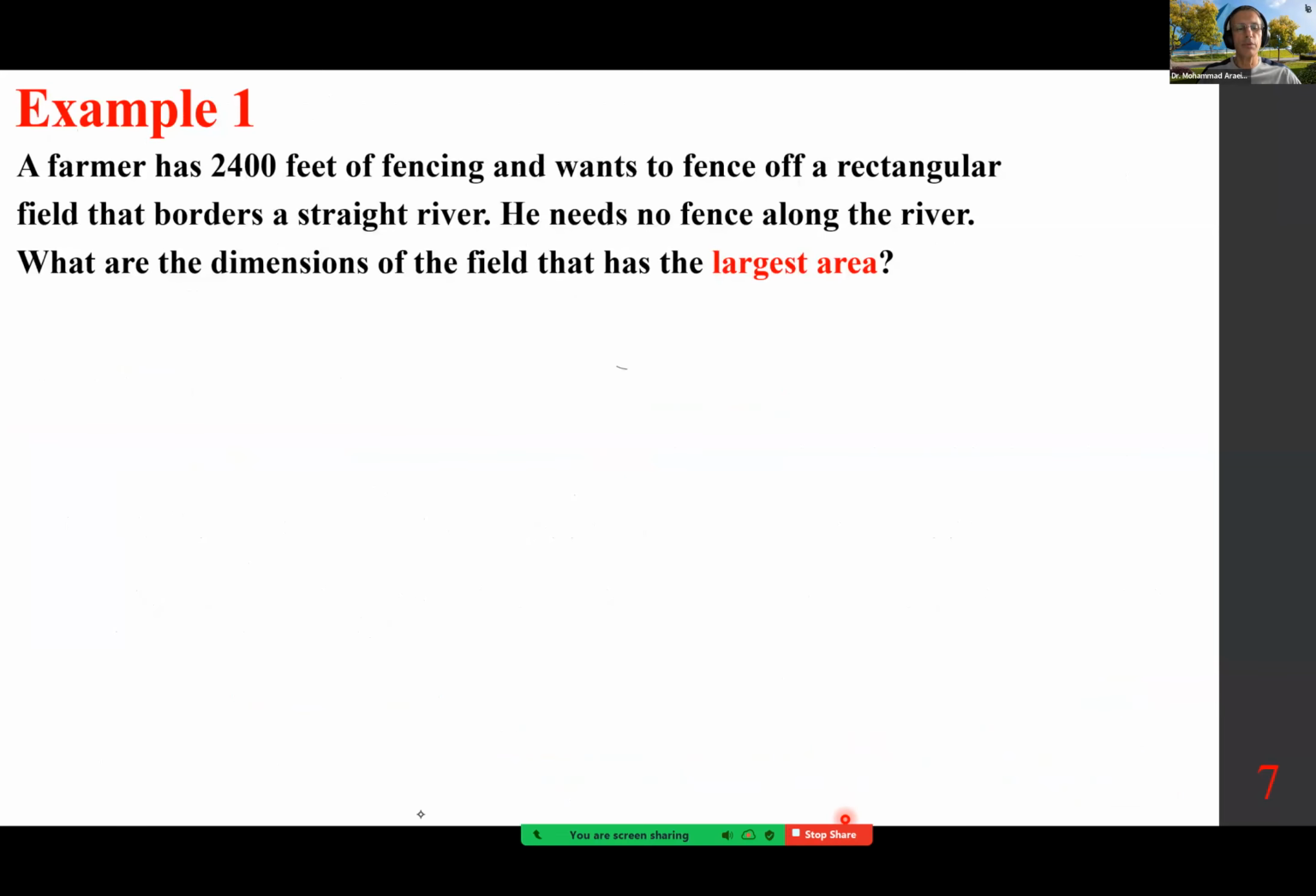So here's an example that we are going to get started. A farmer has 2,400 feet of fencing and wants to fence up a rectangular field that borders a straight river. He needs no fence along the river. What are the dimensions of the field that has the largest area?